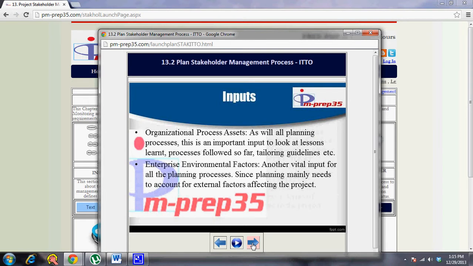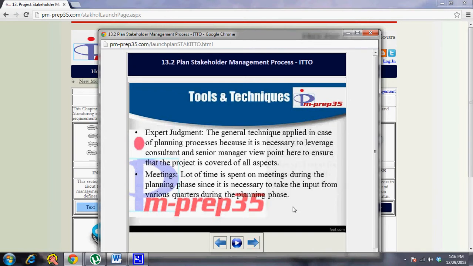Enterprise environmental factors, the next input, is another vital input for all the planning processes, since planning mainly needs to account for external factors affecting the project. So if your project is the result of a procurement, then you have to see who in the external organization plays a vital role, who will be using it. You have to factor those users or stakeholders into your stakeholder management plan.